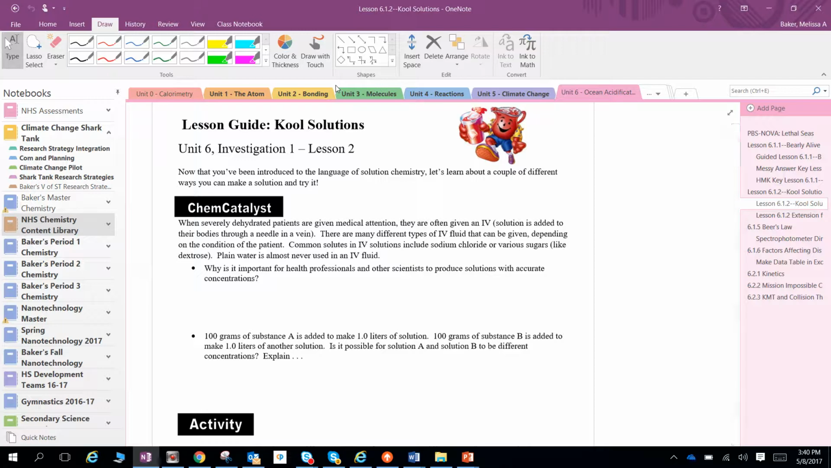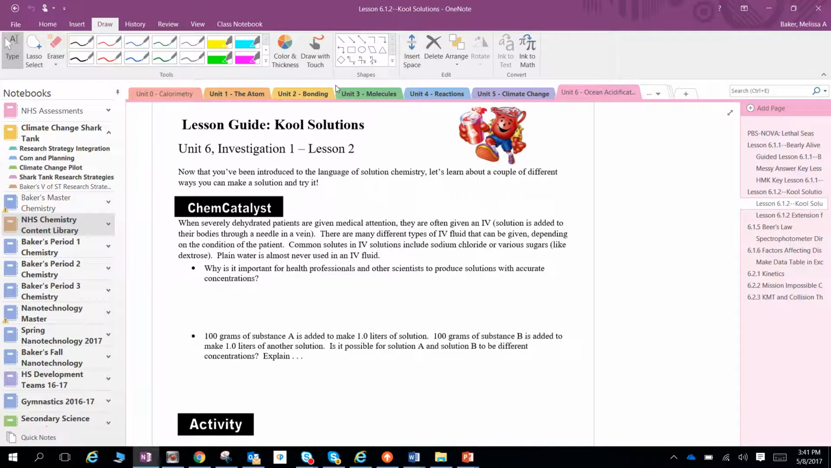Oh, right. So you missed lesson 6.1.2 called Kool Solutions. It first talks a little bit about how when you have a dehydrated patient, they need medical attention and they're often given an IV. And in the IV fluid, there are lots of different things that, depending on the patient's condition, they may need, like salts and various sugars like dextrose. So they don't use just plain water in an IV, they use solutions.